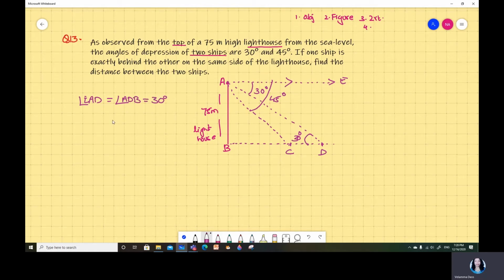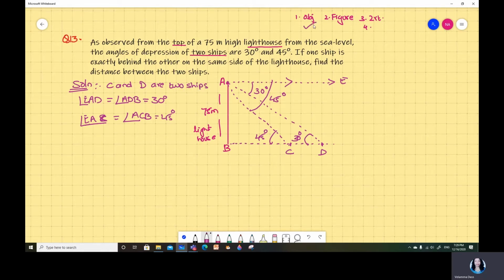Similarly, angle EAC will also be equal to angle ACB, that will be equal to 45 degrees. Sometimes students usually make mistakes in predicting the angle. Remember, the angle which is closer to the object will always be bigger, right? So here in the solution, we have written AB as a lighthouse, and C and D are the two ships. You can see the two ships here, and we have mentioned already the lighthouse.